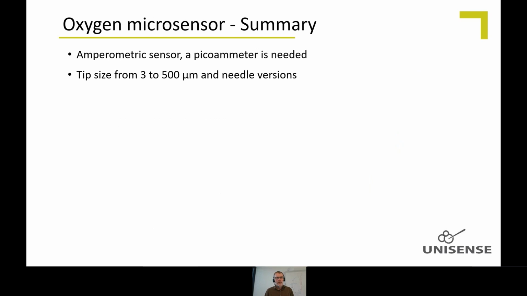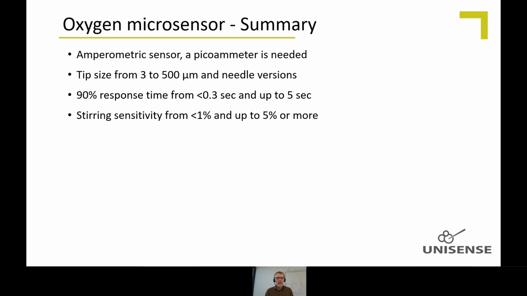So, summary: the oxygen sensor is amperometric. We go from 3 to 500 micrometer tip sizes, and needle versions as well. We go from very fast to normal sensors, with stirring sensitivity low. They have a temperature sensitivity. All our sensors and all other sensors have a sensitivity to temperature, and we can compensate for that. I'll get back to that at the end of the presentation.